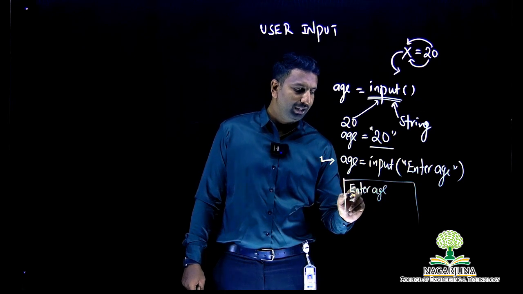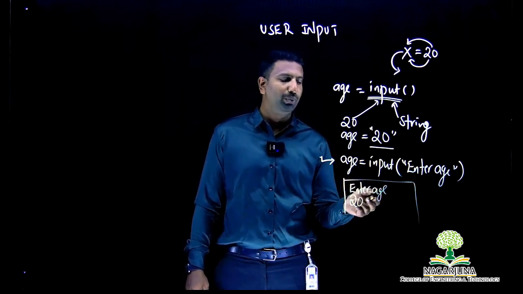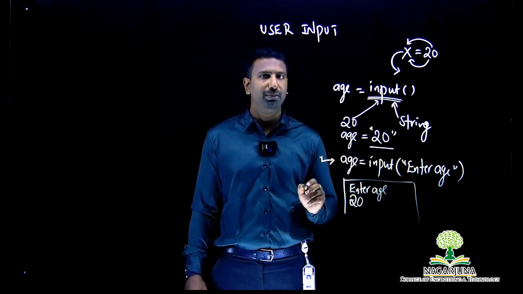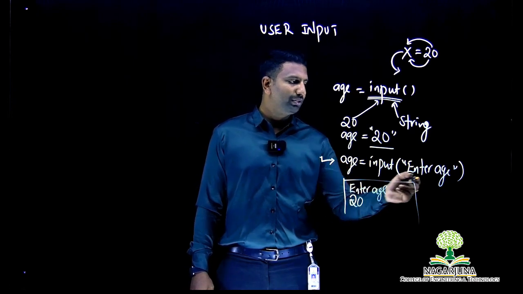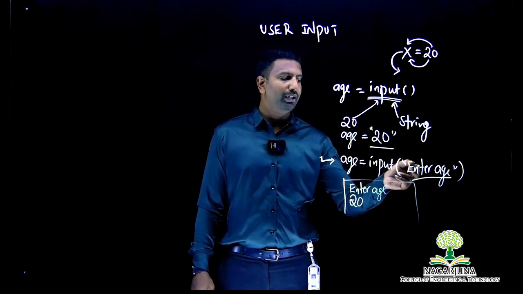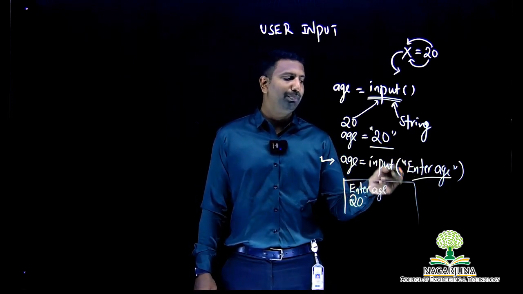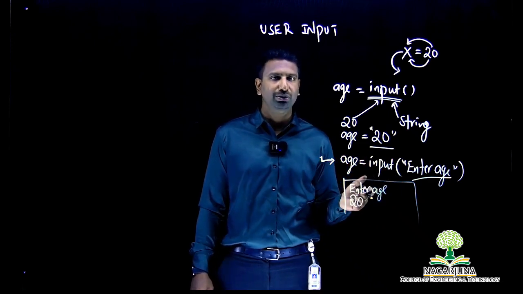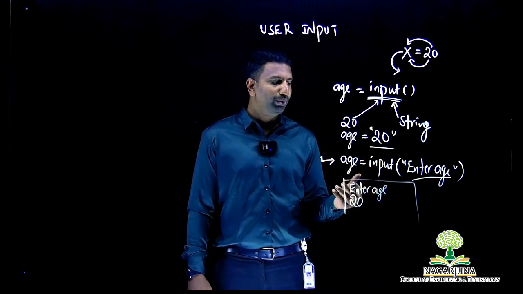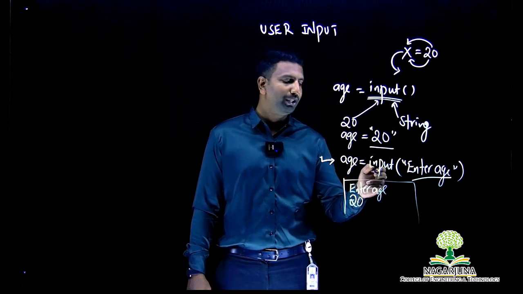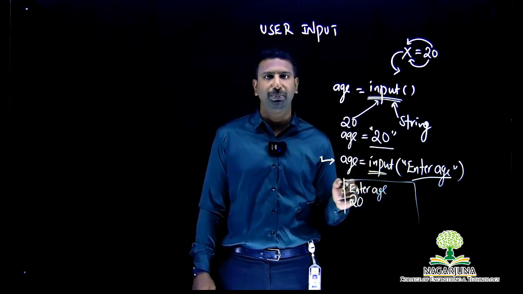After displaying this, there will be a blinking cursor where you can enter a value. For example, if I enter a value as 20, that 20 will be accepted and stored in the variable called age. So whatever string you mention inside your input function will be displayed as it is to the end user, so that he gets to know what type of input that particular input function is expecting.